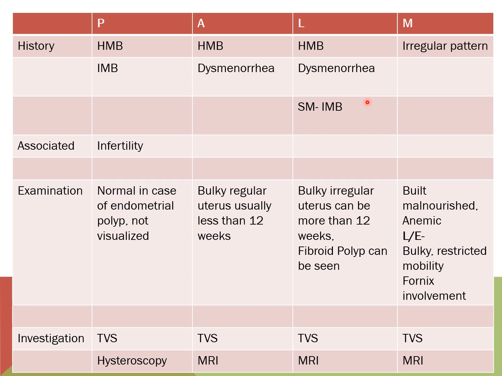Next we come to M, that is the pre-malignant or the malignant lesion. There will be an irregular pattern of bleeding. On the patient's general physical examination, the patient's build may be malnourished, the patient may look anemic or cachexic, and then on local examination, there may be a bulky uterus that has a restricted mobility, and there may be any fornixial involvement. Again, the investigations that we go for are the same, the sonography and the MRI.